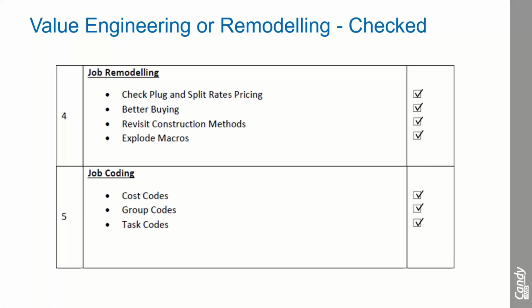So we've run through all the checks. Check for plug and split, it's one of the reports that we've previously looked at on stage number 3. And better buying, where I've changed my ready mix concrete for a 5% discount using my base rate in place. I've revisited the construction methods where I've changed the production, where I've also switched from side patching to also using ready mix, which is quite useful. I've also explained some macros as well as went through some job coding.